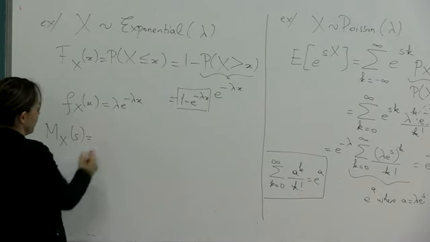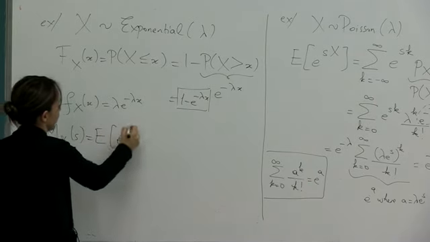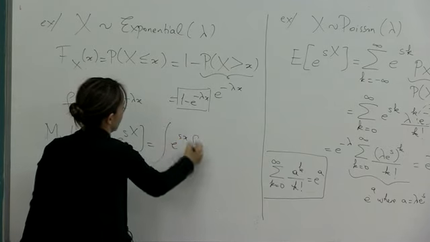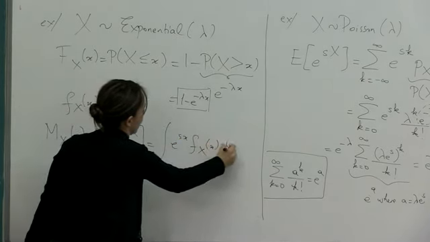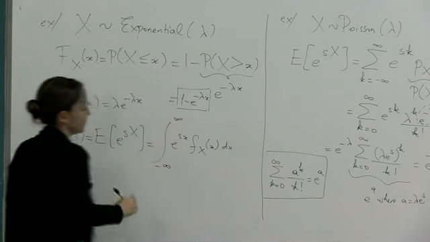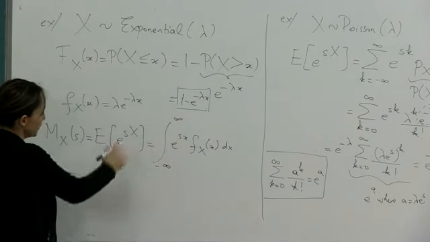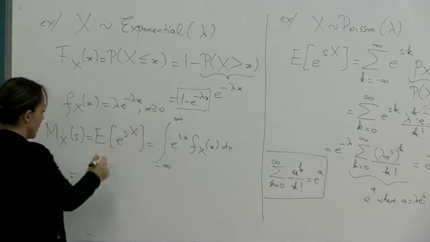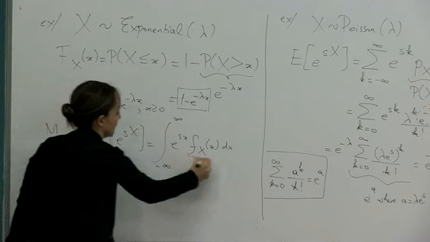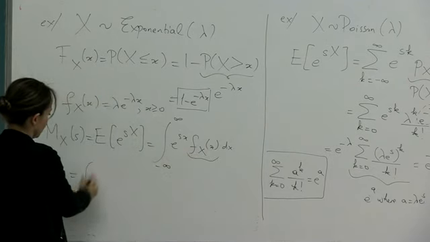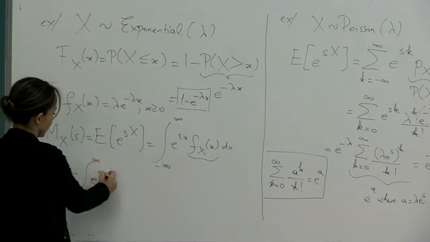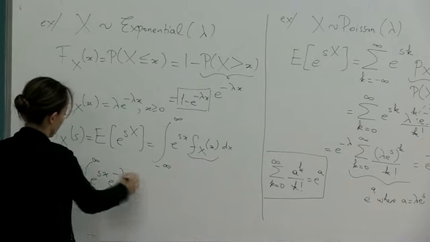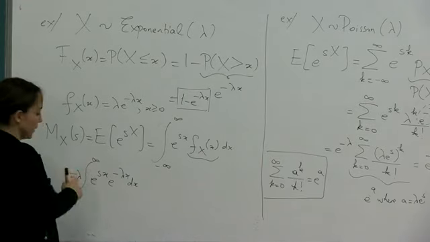How do we do that? It's the expectation of e to the sX, which is an integral of e to the sx times f_X(x) dx from negative infinity to positive infinity. Okay, so plug in, well, this is of course valid for x bigger than or equal to 0. So plug in the density, we get the integral from 0 to infinity of e to the sx, e to the minus lambda x dx, with a lambda multiplier at the front.